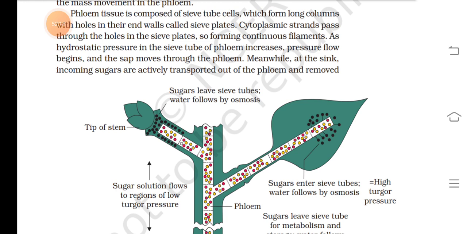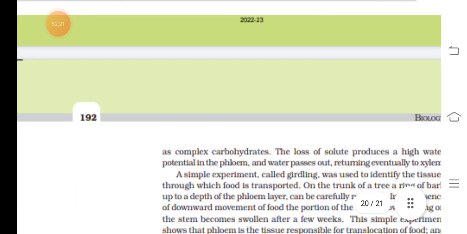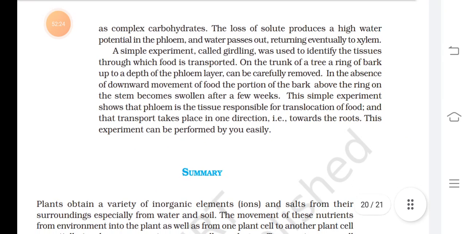Meanwhile, at the sink, incoming sugars are actively transported out of the phloem and removed as complex carbohydrate. The loss of solute produces a high water potential in the phloem, and water passes out, returning eventually to xylem.